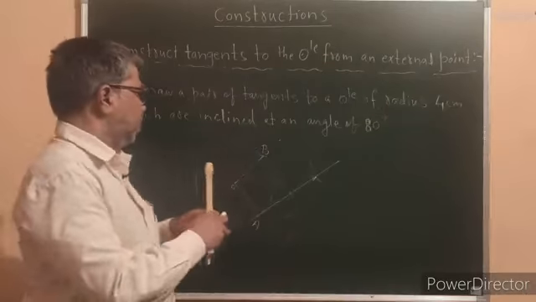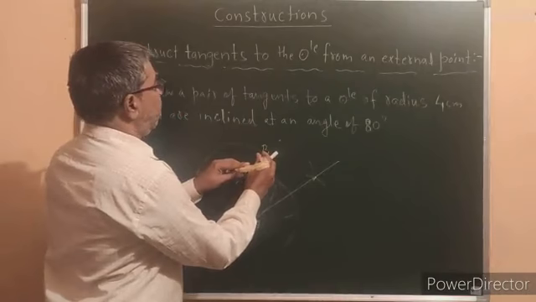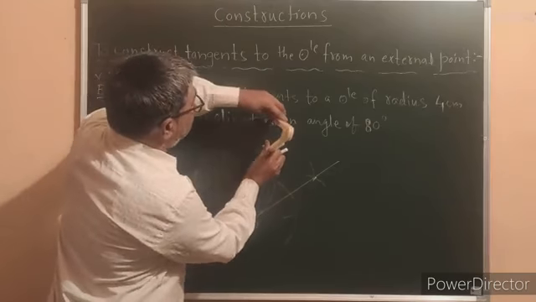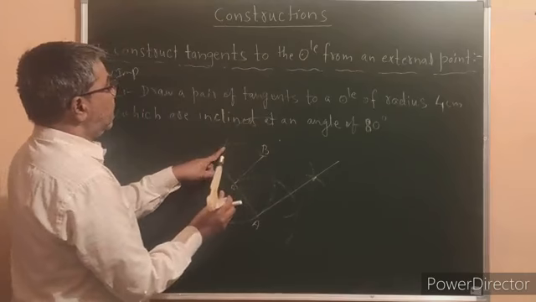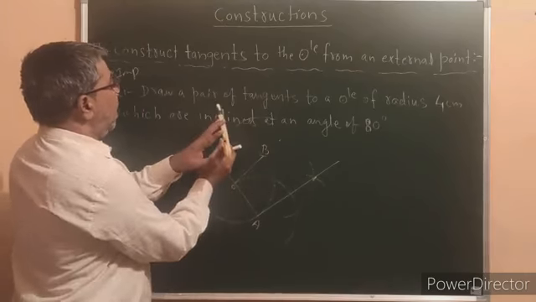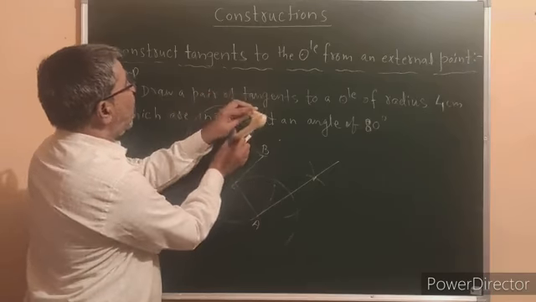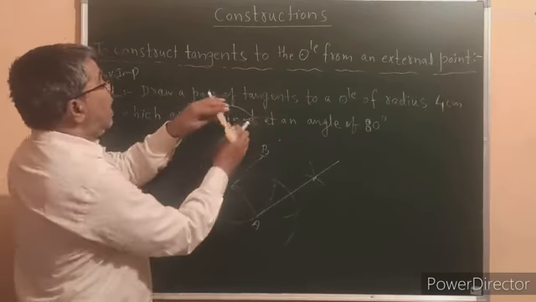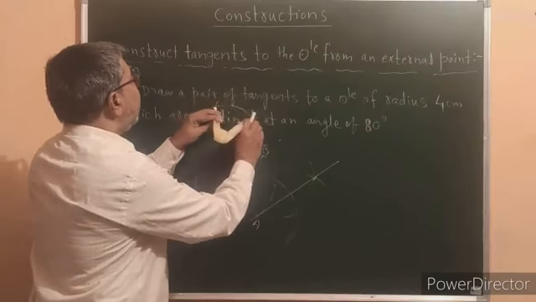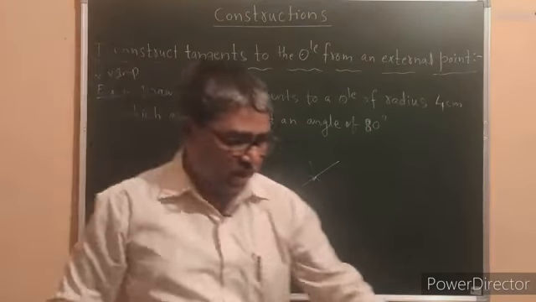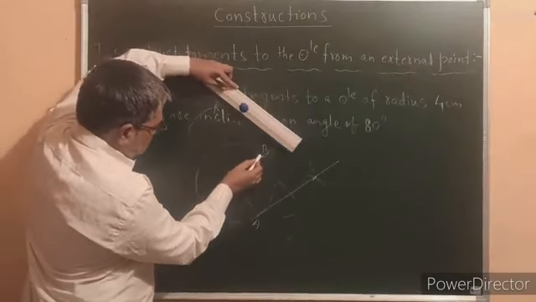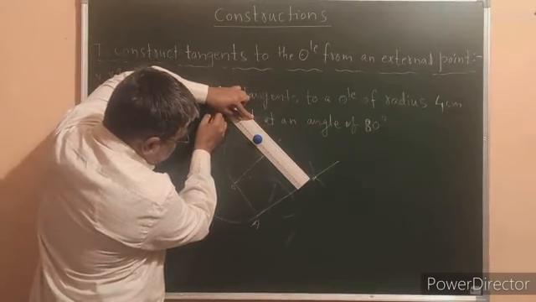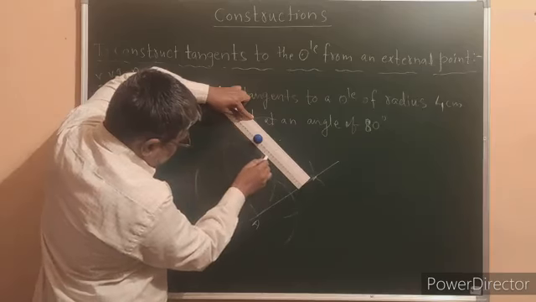Then the same procedure is to be followed at point B with radius BO. Draw an arc which cuts the circumference at this point. Assume this point as center, draw another arc. This arc is cutting the previously drawn arc at this point. Assume that point as center, draw another arc to get a point. Then with the help of scale, draw a line joining that point and point B. This is the second tangent.